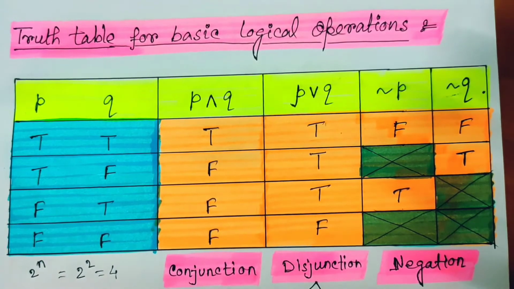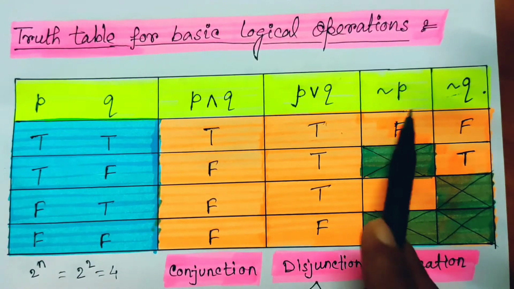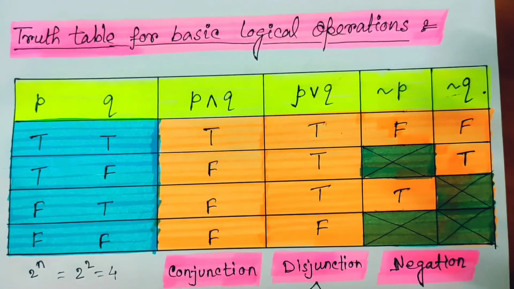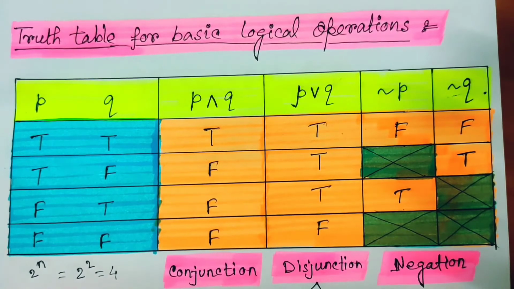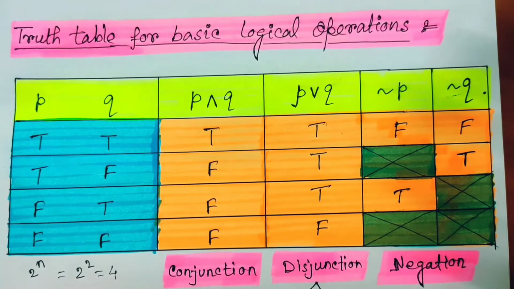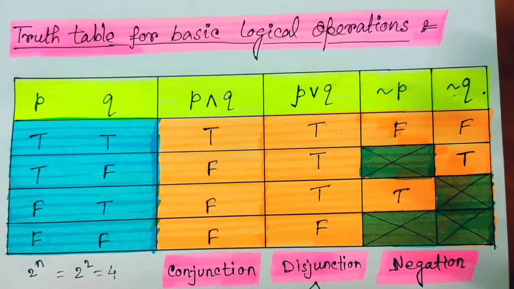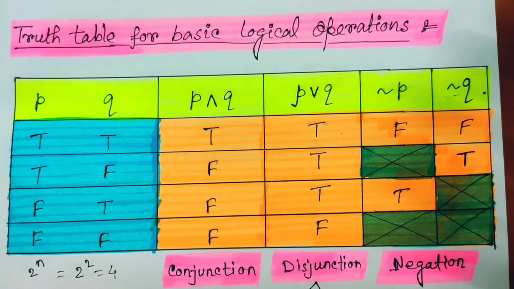If there is only one proposition, such as not P, then only 2 rows are required to find its truth table. If there are 3 propositions, then we require a total of 8 rows, because 2 to the power 3 is equal to 8. So depending upon the number of simple propositions, we can find out how many rows are required.